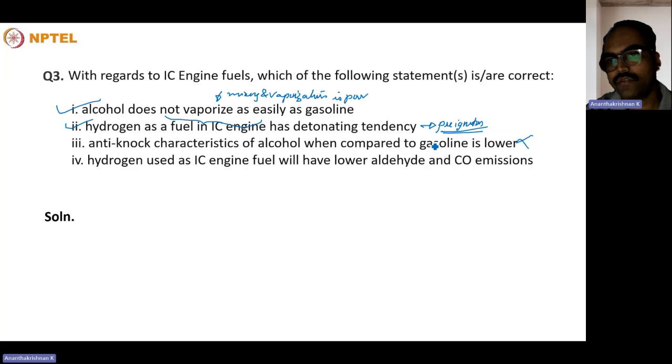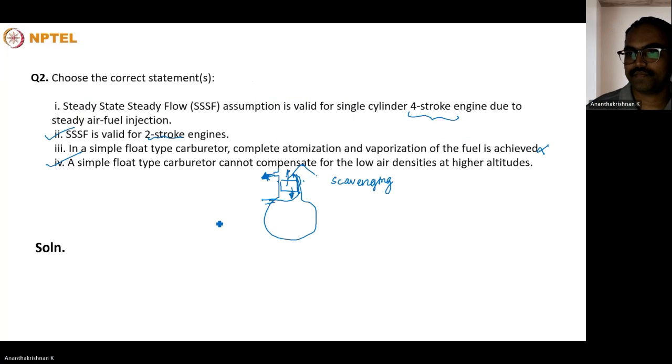The fourth one, hydrogen used as IC engine fuel will have lower aldehyde and CO emissions. Yes, hydrogen produces water, and since it's not a hydrocarbon, it's purely hydrogen, the tendency of aldehyde and carbon dioxide formation is less. So options 1, 2 and 4 are correct.